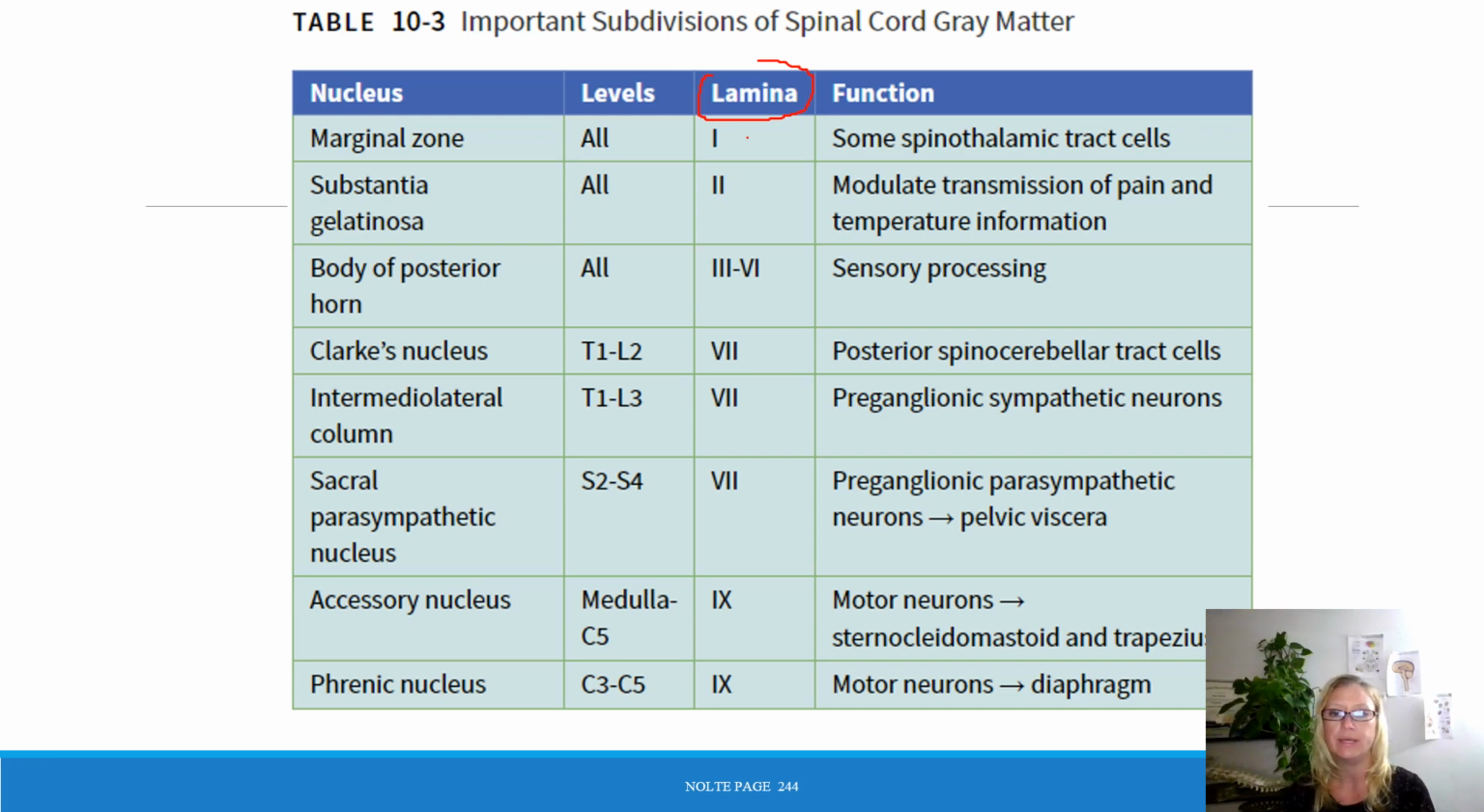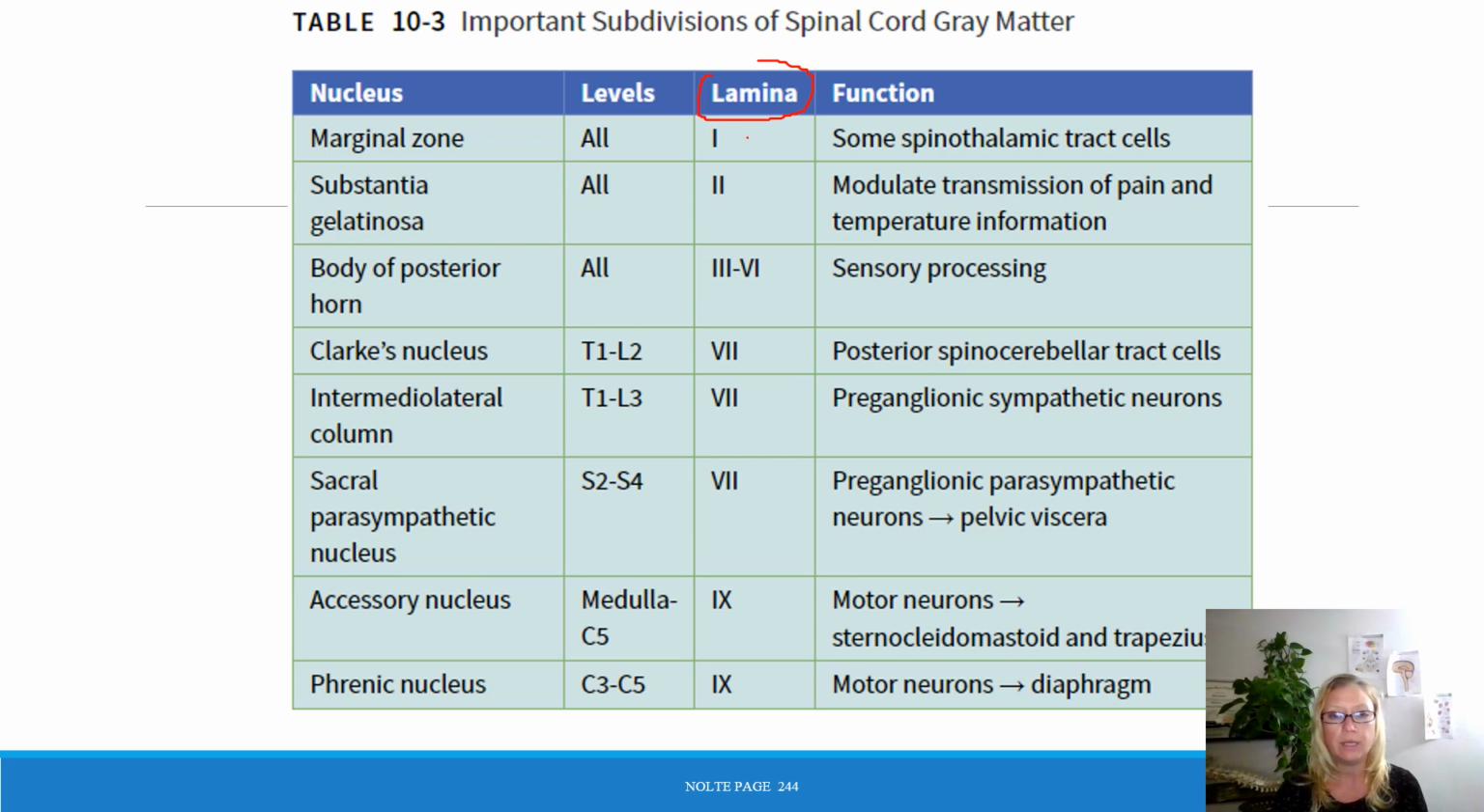Sympathetics makes sense. Look where it is, T1 through L3. Sacral parasympathetic nucleus, so sacrum, right? S2, S3, S4. So what is this doing? Parasympathetic pelvic viscera. Okay, so parasympathetic pelvic viscera, S2, S3, S4, responsible for bladder, bowel, and genitals.